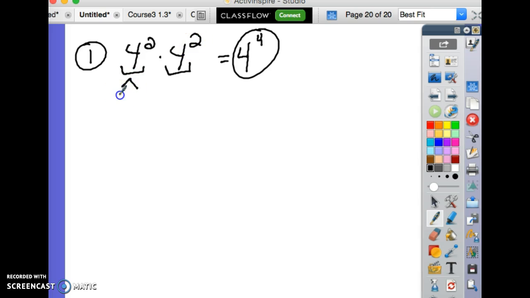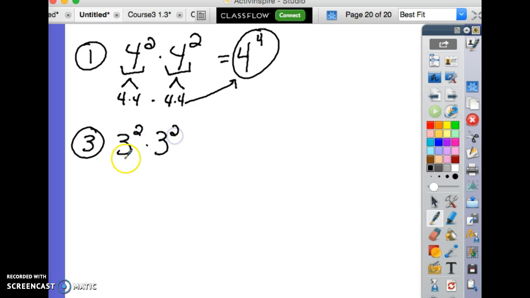You know that this is 4 times 4, and this is 4 times 4. Well, if you look, 4 times 4 times 4 times 4 is 4 to the 4th. So what we're doing is we're skipping this step, and we've just created a rule. When you have like bases, add exponents. So let's look at number 3. Same thing, 3 squared times 3 squared. Here my base is 3 and 3, so that's my base, and I add 2 plus 2 is 4. Try number 5.